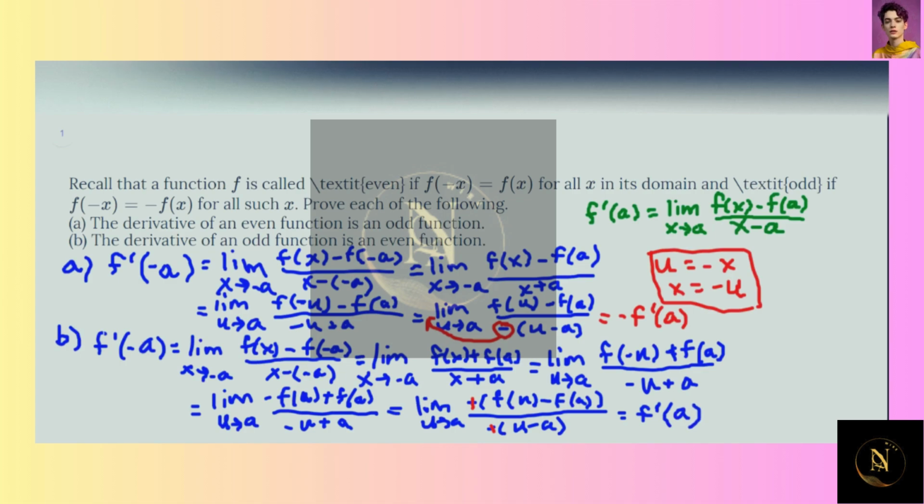So what we did is we started with the derivative of f at negative a, and with the assumption that the function f is odd, we were able to conclude that the derivative function evaluated at positive a is the same as the derivative function evaluated at negative a, which is a property of even functions. So we have proven in part B now that the derivative of an odd function is an even function. And that concludes the proof for both parts A and B.